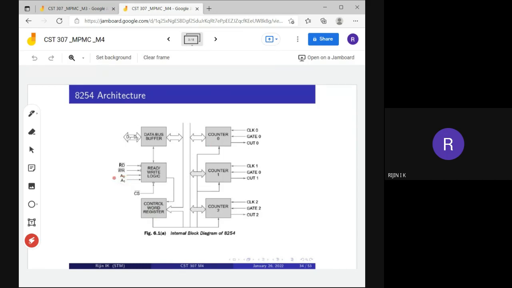If both are 0, then it will take counter 0. Then 0 1, it will take counter 1; 1 0, it will take counter 2; then 1 1, it will select the control word register. So based on the value of A0 and A1, it will select the different counters and the control word register. 0 0, counter 0; 0 1, counter 1; 1 0, counter 2; and 1 1, the control word register.